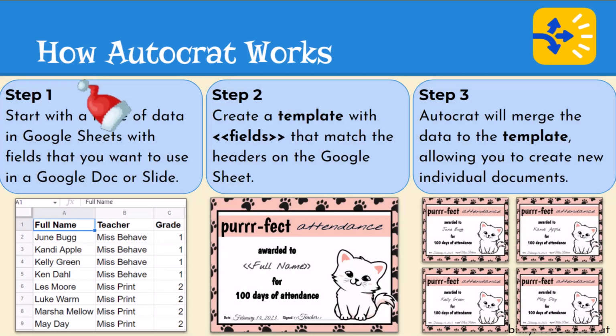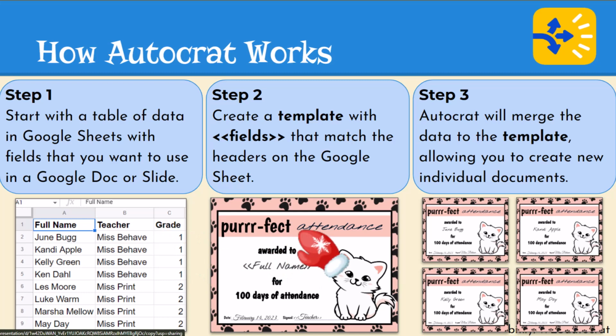The first thing is you start with a table of data in Google Sheets, and you have the fields that you want to use in a Google Doc or slide. For this example, we're going to be making a perfect attendance award. We have the full name of the student, the teacher's name, and the grade. That's the information that we want to put into the certificate.